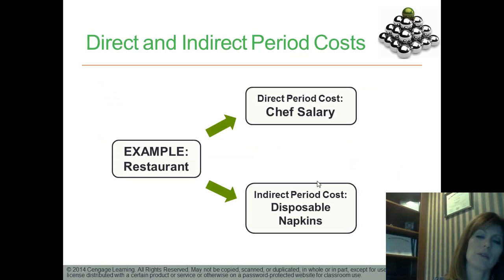So here's how we look at some of our costs. If we are in a restaurant, our direct period cost would be the chef's salary. Our indirect period cost would be the disposable napkin. These are things we're not going to trace directly to the product, but they could be either direct or indirect.